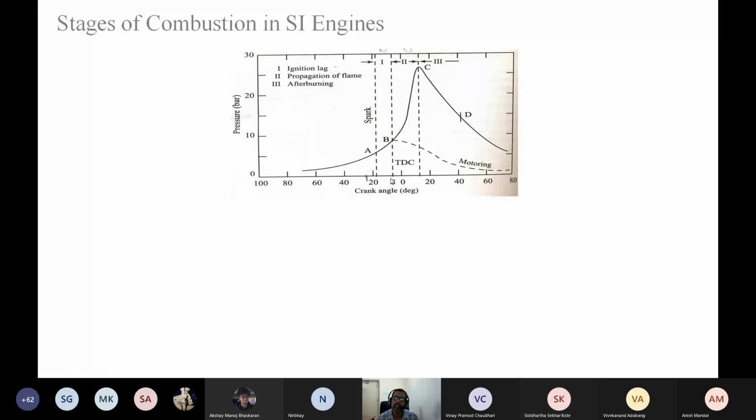What is the view of the class? Just by changing the spark timing, one is 20 degrees before top dead center, another is 10 degrees before top dead center. Mixture strength, everything is the same. Whether the ignition delay period is going to be affected?